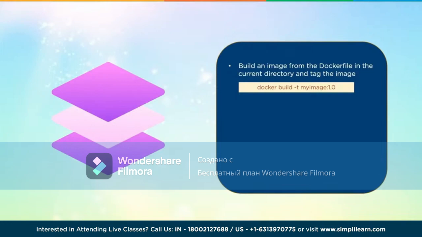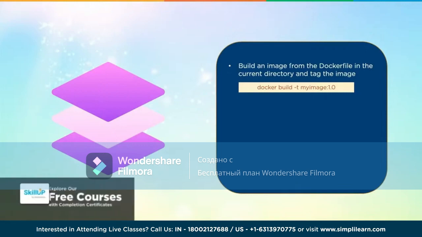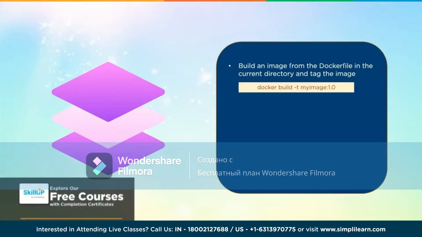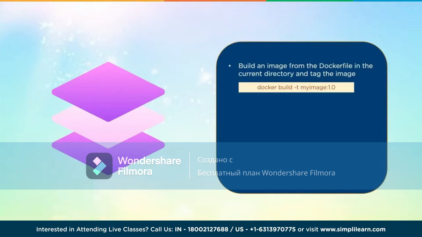-t is the tag, that is, what exactly the name of the image you are building is. So what exactly tag name are you trying to provide over here? Here we are using a tag name called my image, and then after the colon we are providing what version we want to go with: 1.0, 2.0, 5.0. Whatever version you want to refer to, you can do that.